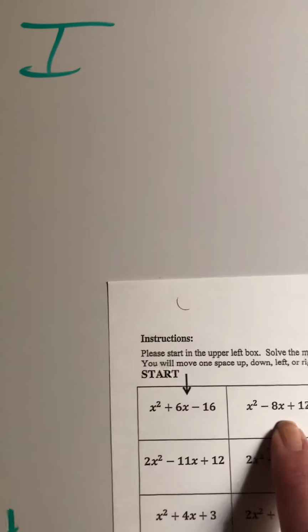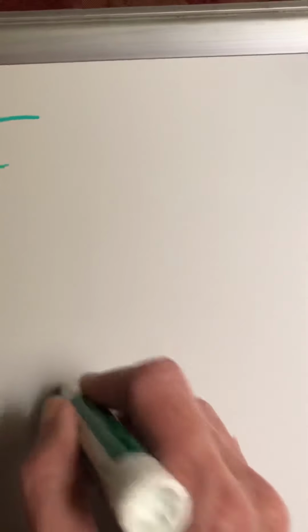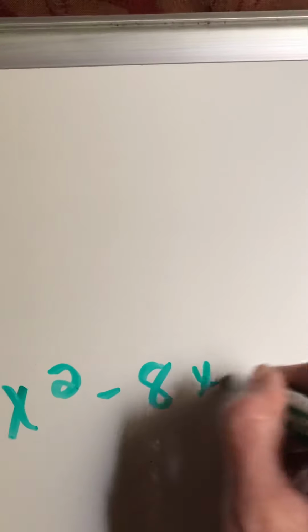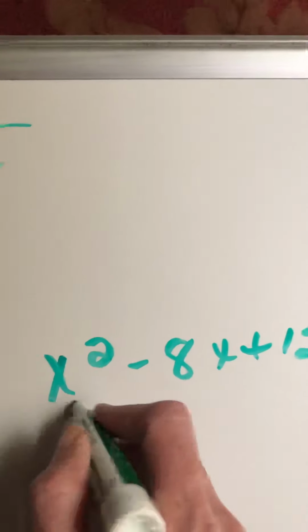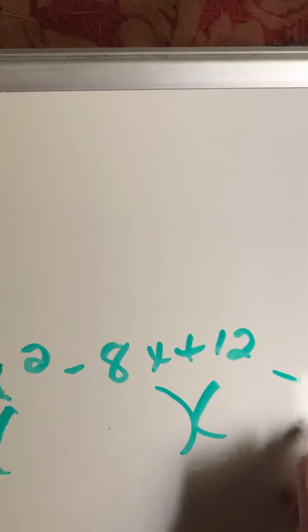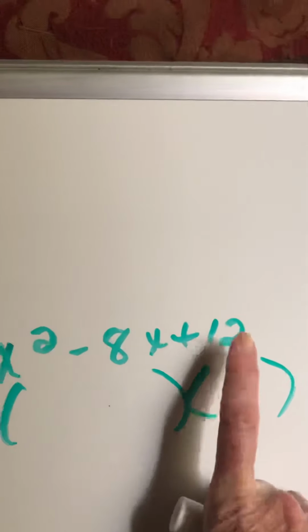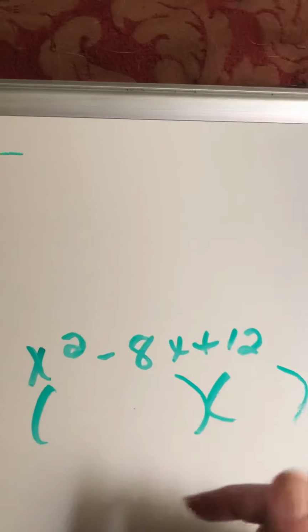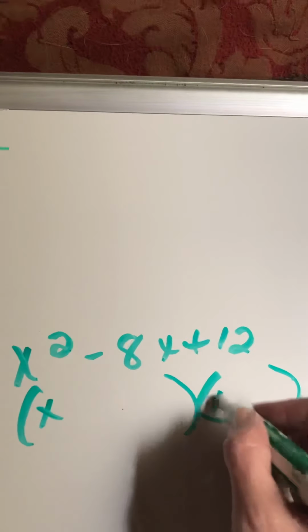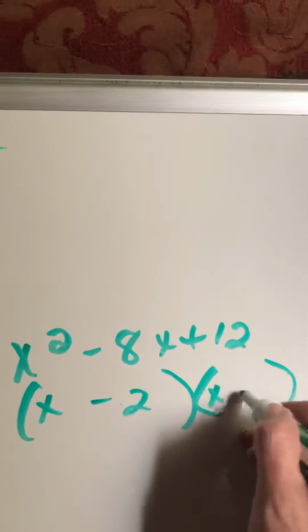Now I'm going to do the one beside it. The one right beside this, I'm going to do x squared minus 8x plus 12. x squared minus 8x plus 12. So you want the factors of positive 12 that give you negative 8. So they've got to both be negatives, and it would be a minus 2 and a minus 6.